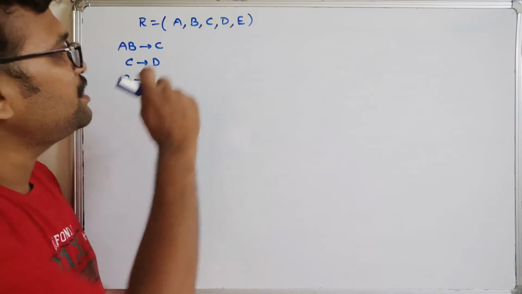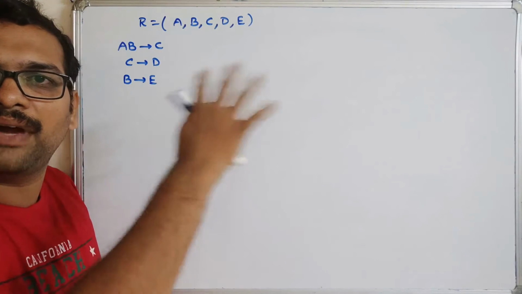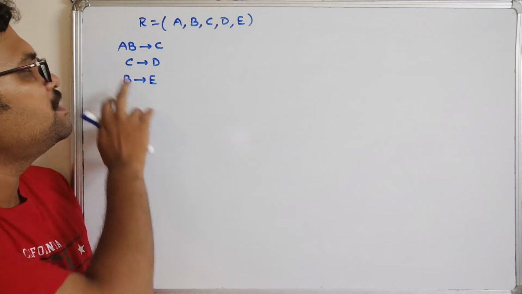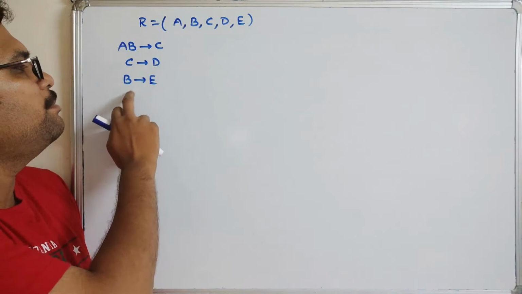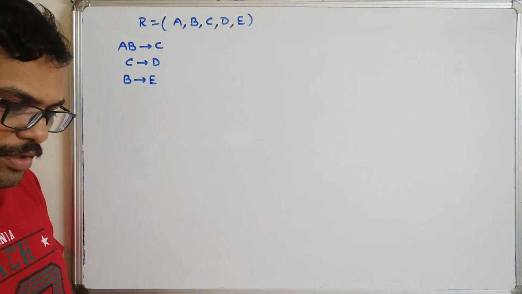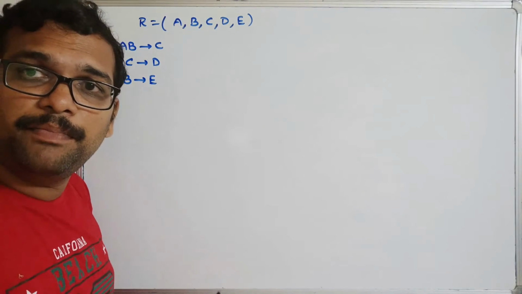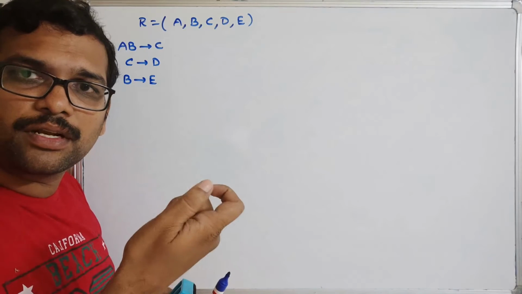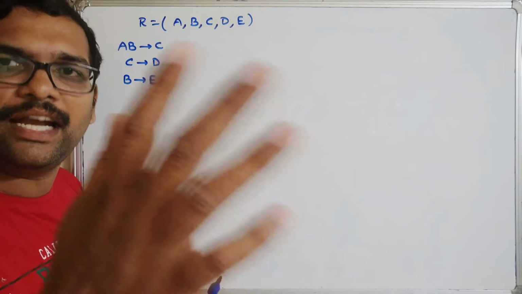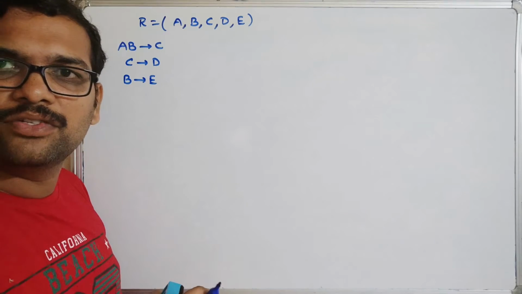So let us take this relation first. A relation with five attributes A, B, C, D and E, with the following functional dependencies: A, B tends to C, C tends to D and B tends to E. Now first let us find out the super key. A super key is a set of attributes whose closure determines all the attributes of a relation, that we call as a super key.